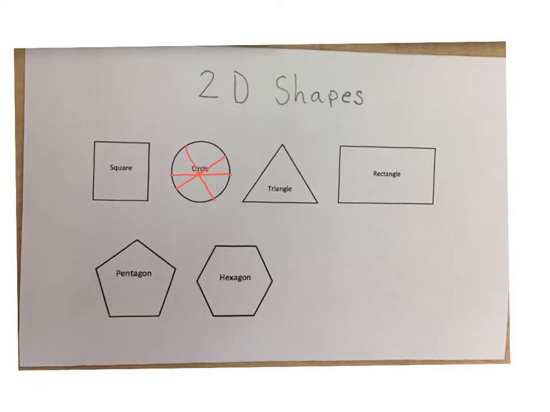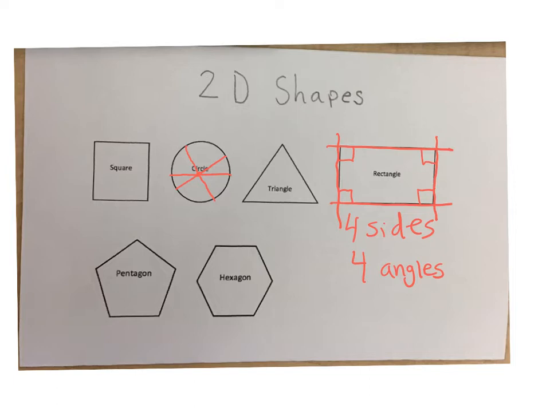Next, we have rectangles, and a rectangle is 4 sides, 4 angles, and those angles are 90 degrees, square corners. Rectangles also have 2 sets of parallel lines. That means these lines will never cross each other. They'll continue on forever without ever crossing each other. And we have our square, which is a special type of rectangle where all 4 sides are the same length.